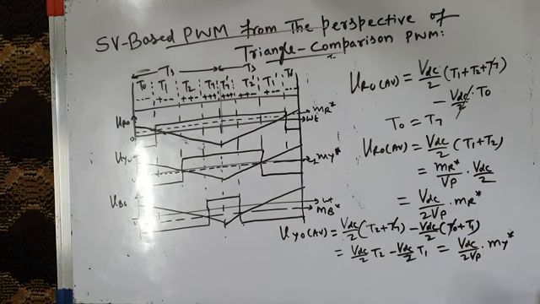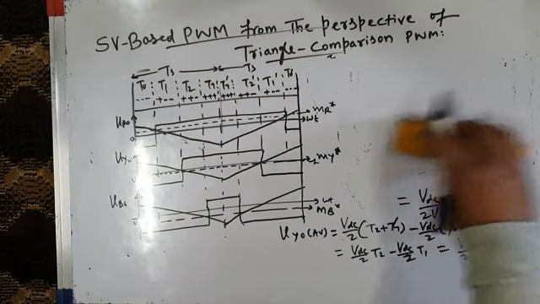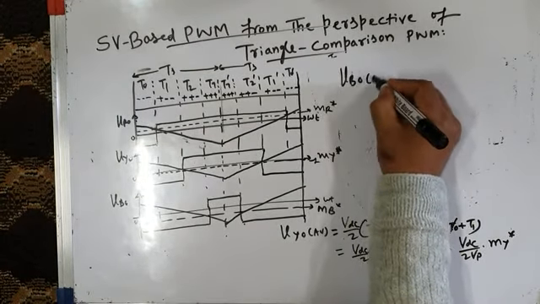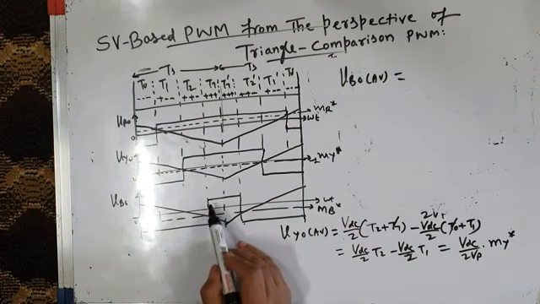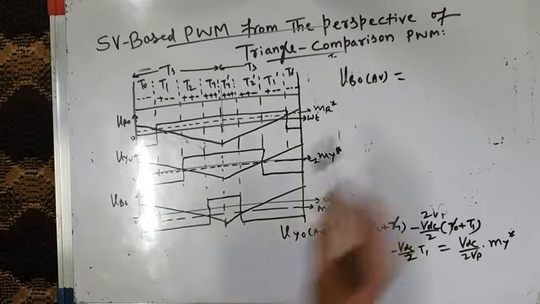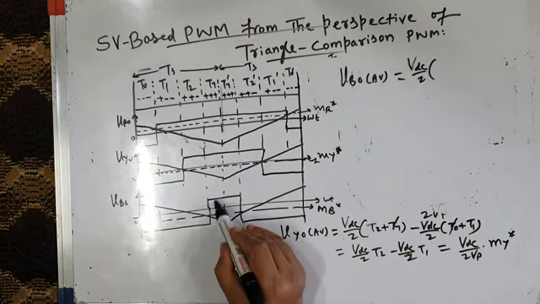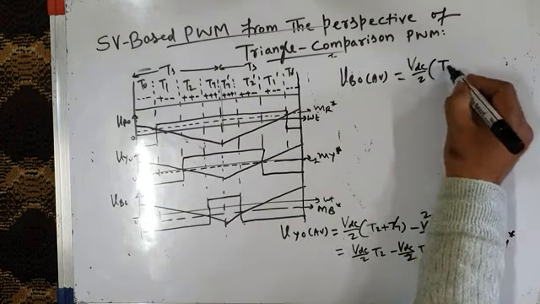And similarly, your third average pole voltage, VBO average, you can see in one subcycle is positive, plus VDC by 2, in only one time interval, that is T7.